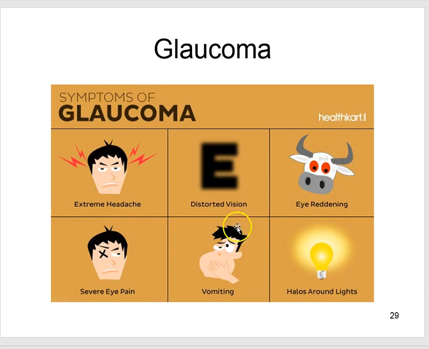Now, these are symptoms of acute closed angle glaucoma. So you have your extreme headache, distorted vision, eye reddening, severe eye pain, nausea and vomiting, and halos around the lights.